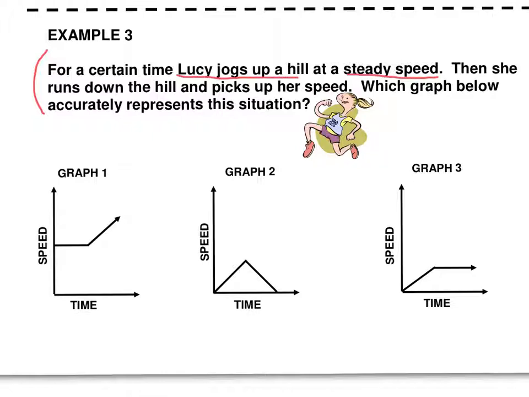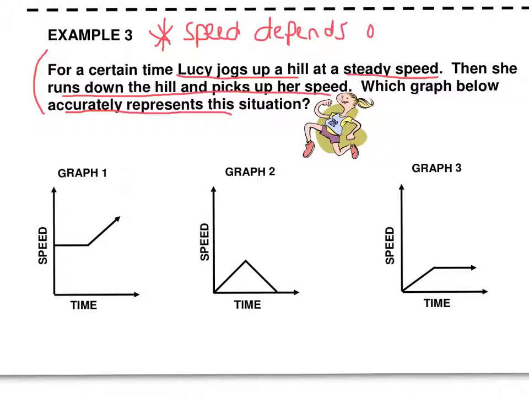All right, so for a certain time, Lucy jogs up a hill at a steady speed. So she's jogging up the hill. Then she runs down the hill and goes faster, picks up her speed. So which graph below can represent this situation? Now, we need to note that her speed depends on time. So write that down. Speed depends on time. And notice that speed is going to be your y variable because it's dependent, and time is going to be your x variable.